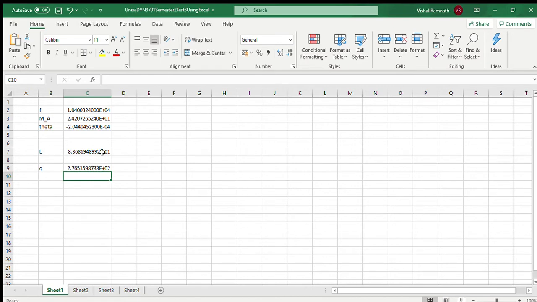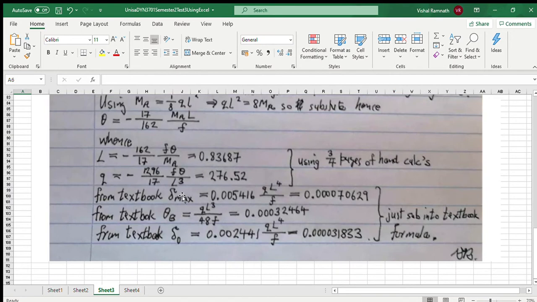And if we wanted to change how it looks, we'd click with the left mouse button, right click on it, format cells, make it a number to 10 decimals, and that's the answer. Again, we can click on it, right click with the mouse button, format cells, scientific, make it a number, make it 10 decimals. That's the answer. And then we wanted to also work out the value for delta max, theta b, and delta 0.